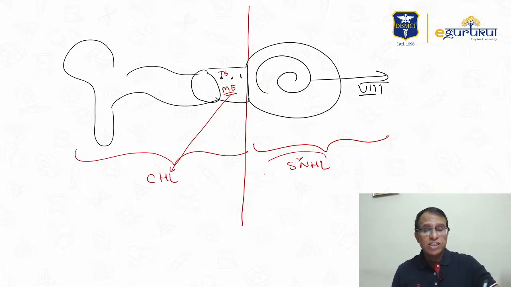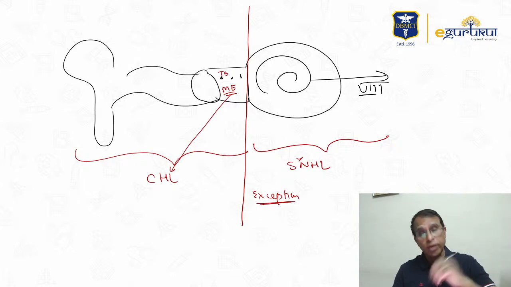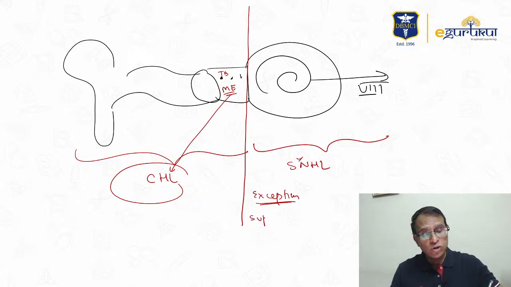In SNHL there is one exception. That inner ear disease causing SNHL, there is one exception. Which one? Can you tell me? One exception where it is inner ear disease, but it is causing conductive hearing loss. Superior canal dehiscence syndrome. Superior canal dehiscence syndrome.